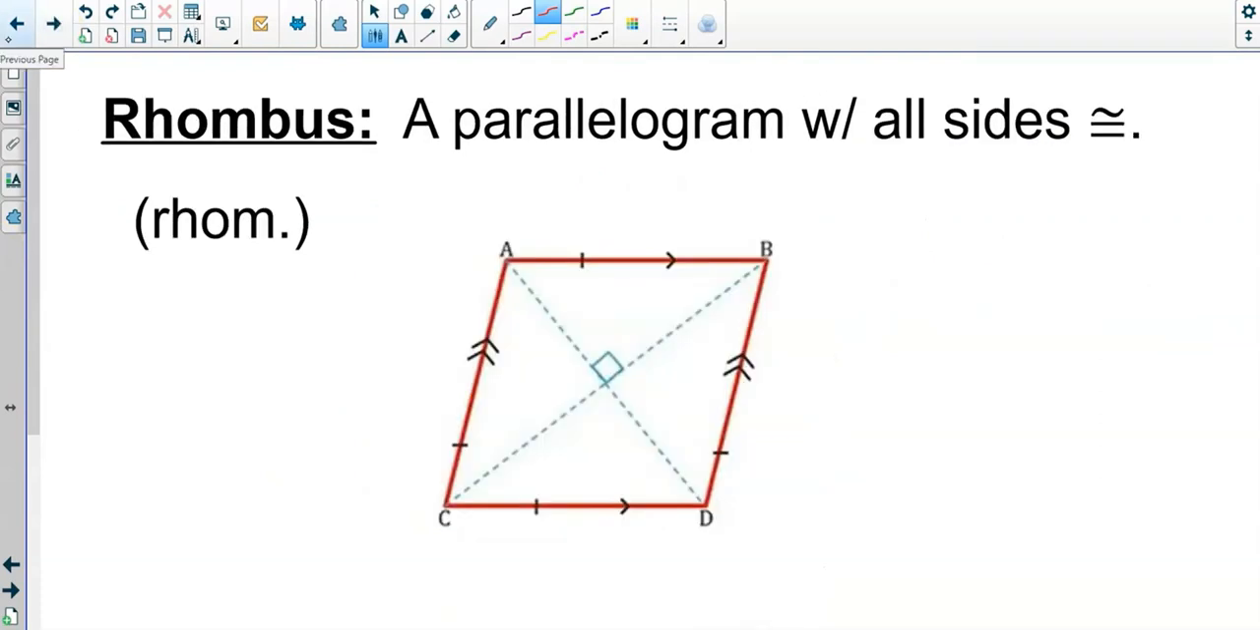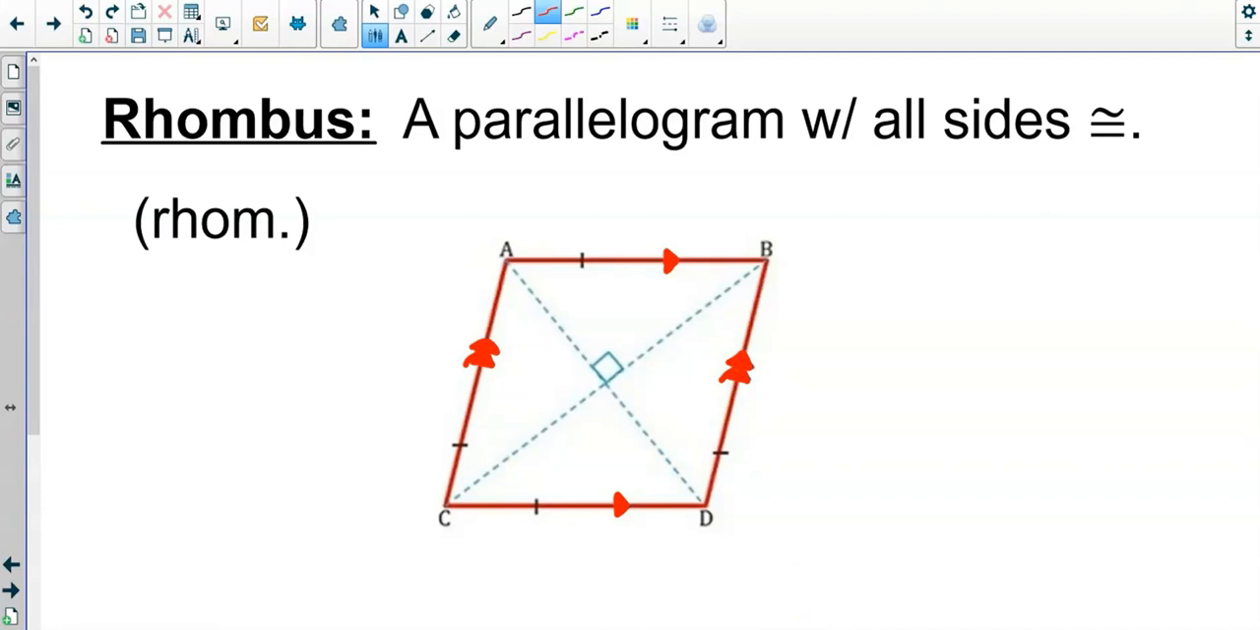Again, a rhombus is a parallelogram, so it shares all that same information. So again, you see that right here. These two sides are opposite sides, and they're parallel to each other. These two sides are opposite sides, so they are parallel to each other. Again, that's what it takes to be a parallelogram.